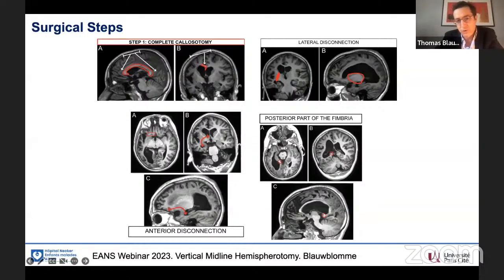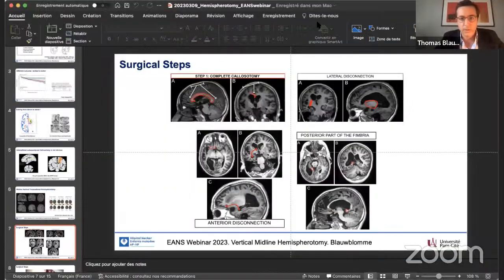So in this approach, you have very good anatomical landmarks. The first landmark is to follow the corpus callosum. The second landmark is to follow the choroid plexus. And the third landmark will be to follow the vessel. I will briefly show you a movie.